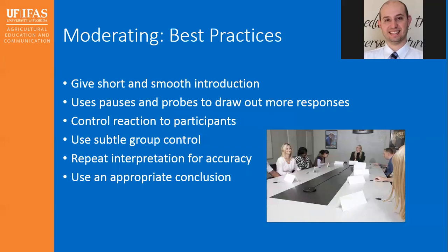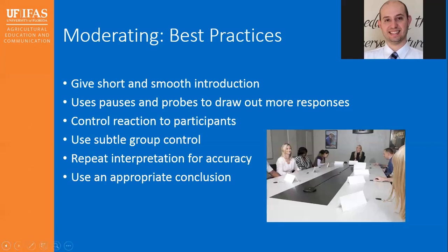Some of the moderation or facilitating best practices in regards to transitioning and facilitation are outlined on this slide. The first is to give a short and smooth introduction. Make sure you welcome everybody and give an overview of the topic. In this first component, it's really important that you provide ground rules for discussion, so folks understand what will fly and what will not. When you interject later on in the process, they understand that this is tied to those ground rules. And then finally, ask the first question.